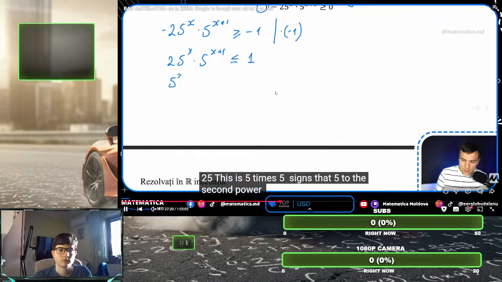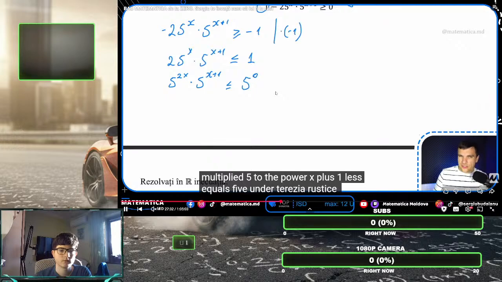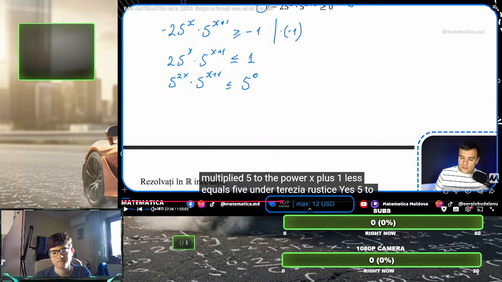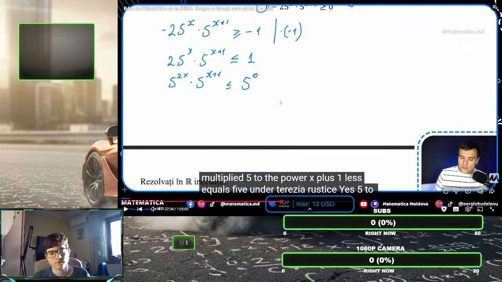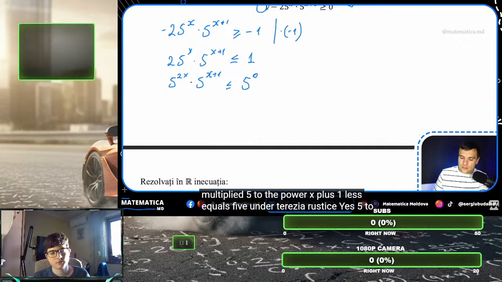And now it's 1. Alrighty. Now 5, boom. Now that's 5 power 0. Oh, so he just used this property: any number to the power 0 is 1, so you just used 5 to have the same number, and now we're going to work out the powers. So it's going to be, I guess, 2x plus x plus 1 smaller or equal to 0.